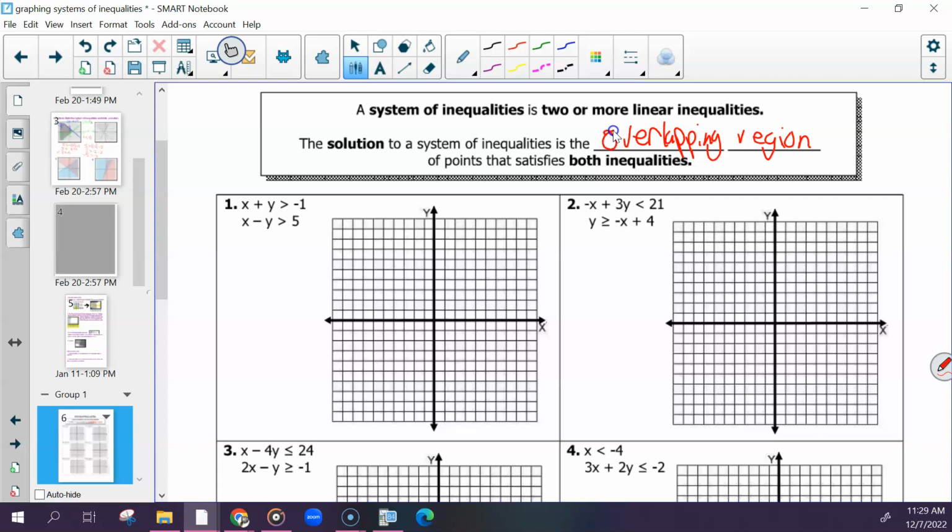So we're going to do number 1 and then number 7 on the back. With number 1, neither of these are in slope-intercept form, so we have to change it first. Get rid of your x by subtracting it to the other side. So for the first one, we have y is greater than -x − 1.